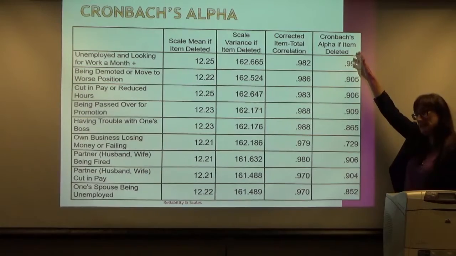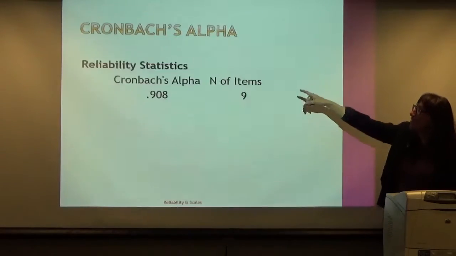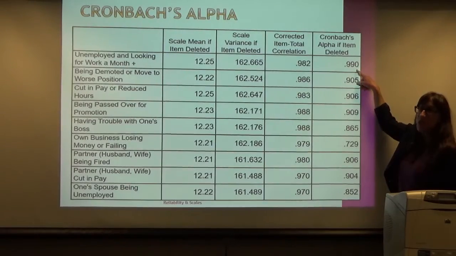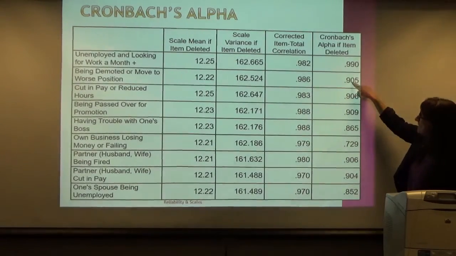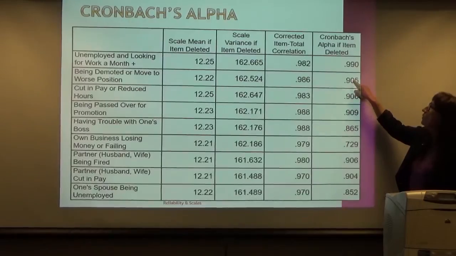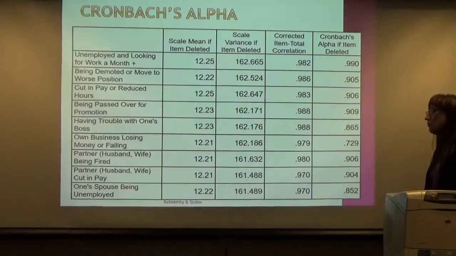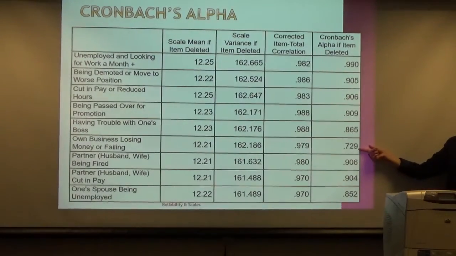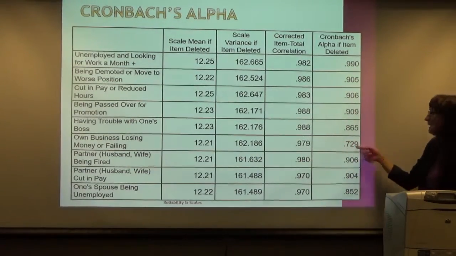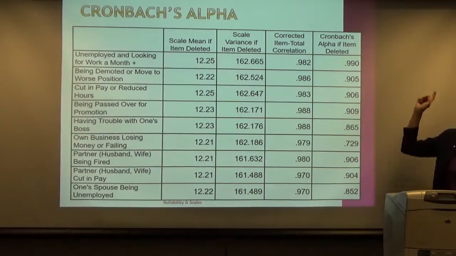So what it's saying, Haley, join us please, is that if I delete this item, my Cronbach's alpha, 0.908, will go up to 0.990. But instead, if I delete this item, my Cronbach's alpha of 0.908 will go down to 0.905. Okay? So you're always trying to make it higher. You certainly don't want to go down to 0.729, right? Why would I lose own business losing money or failing? Why would I want to get rid of that and have it go down? The only way you want it to go is up.